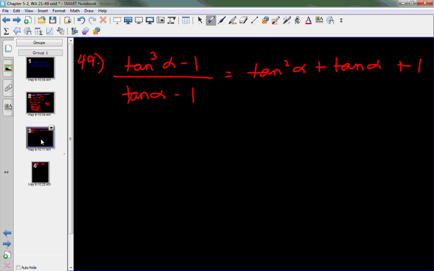49. Tangent cubed theta minus 1 all over tangent theta minus 1 is equal to tangent squared theta plus tangent.